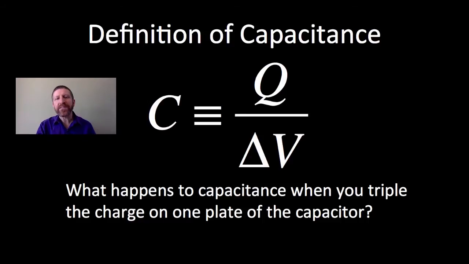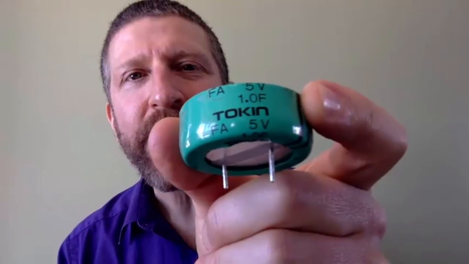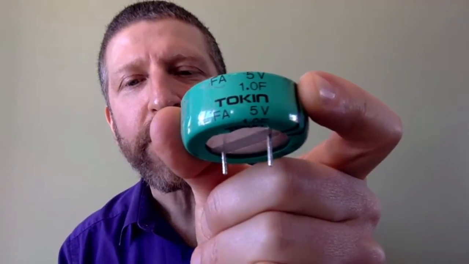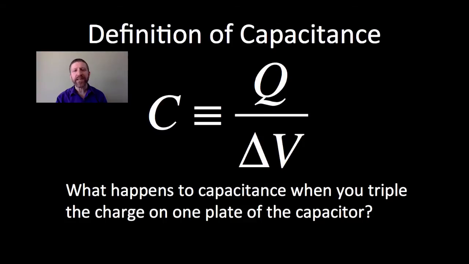Now, what happens to the capacitance when you triple the charge on one plate of the capacitor? This is actually where this equation can be quite misleading. Here's a typical capacitor. Maybe it's a little bit larger than typical, but you can see right here, it's marked with its magnitude, 1 farad, 1.0 F. What happens to the capacitance of this thing when I triple the amount of charge on there?